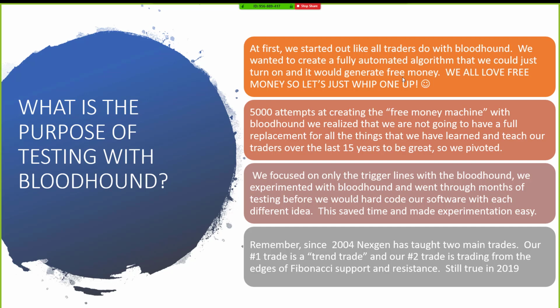Well, after our 5,000 attempts at creating the free money machine with the Bloodhound, we realized, like most people do, you're probably not going to have exactly what you're looking for. And you have to keep in mind, we've already got 14 years of teaching fibs and triggers, and there's some nuances involved and some things that we just couldn't quite get right.